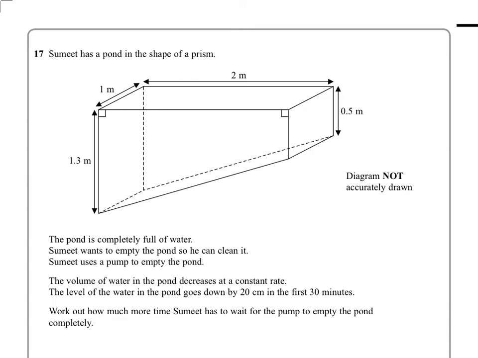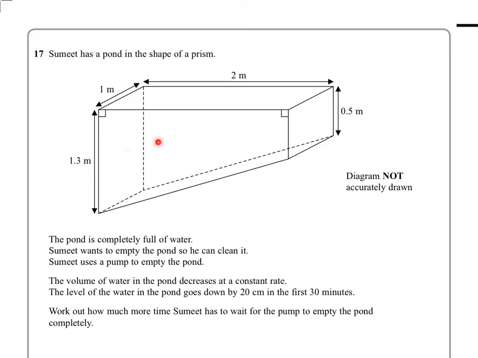In question 17 we're told that there's a pond which is the shape of a prism, and that the pond is completely full of water. Samit wants to empty the pond and he uses a pump to empty the pond. The volume of water in the pond decreases at a constant rate. Now that's quite a key thing, because it means we don't have to take into account that, for this much distance at least, if you imagine this shape here, it's actually a uniform shape, so you'd expect the water to decrease at a constant rate.